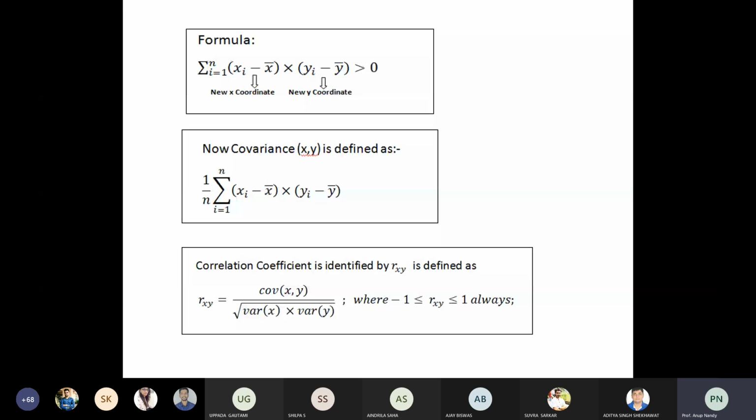This formula is only for two variables. Now in real life, you have n variables. Then how are we going to compute the covariance among the n variables? Anyone? Multiply zi minus z bar? No. You have how many pairs? Covariance means two variables at a time. If you have n variables, tell me?